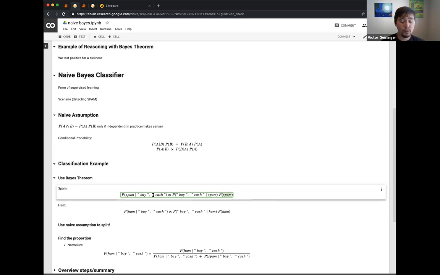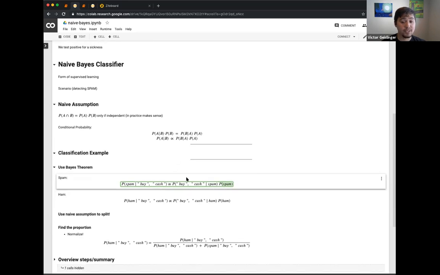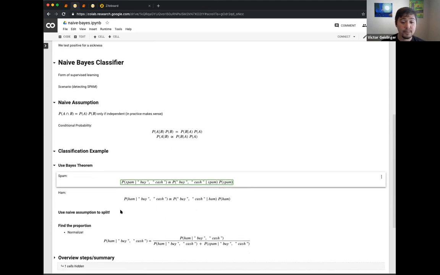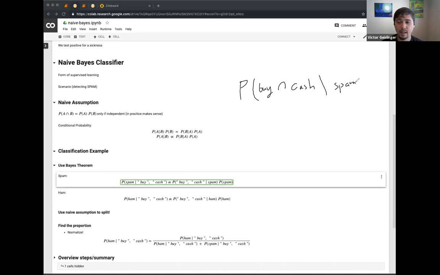But what's nice is that we can actually use a naive assumption to split this part, because note that this is buy and cash. When you see this comma, you could just as easily have put 'and'. So buy and cash, just know the comma is the same thing. So we can use the naive assumption to split this up. What I mean by that is that if I have the probability of, let's say, buy and cash given it's spam, I can simply look at the conditional probabilities right here. It's nice, you can split this part up.